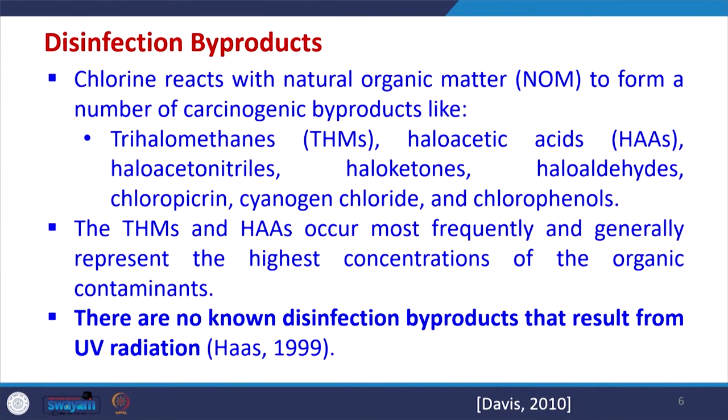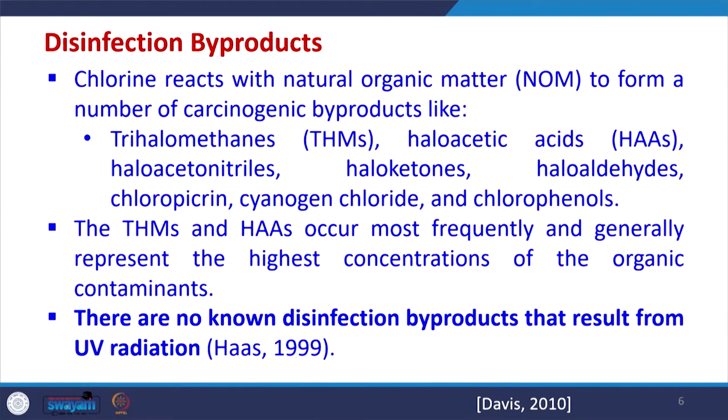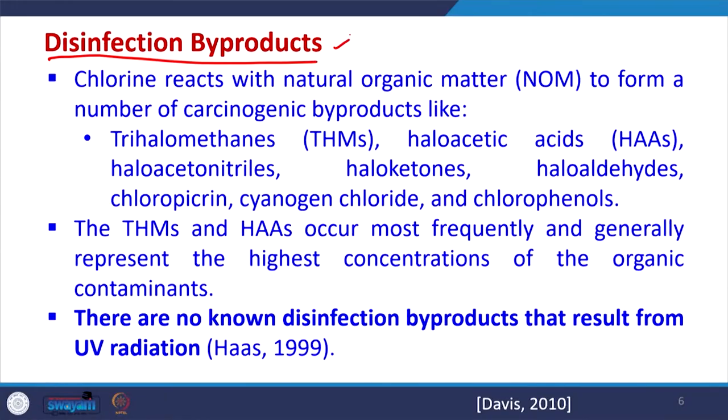Now when we are using these types of chemical compounds, ozone, ultraviolet radiation, etc., for wastewater disinfection, many times disinfection byproducts get formed. These byproducts may have a lot of importance, in terms of which types of byproducts are getting formed and whether they themselves are toxic or not. So this is important. Chlorine reacts with natural organic matter to form a number of carcinogenic byproducts.